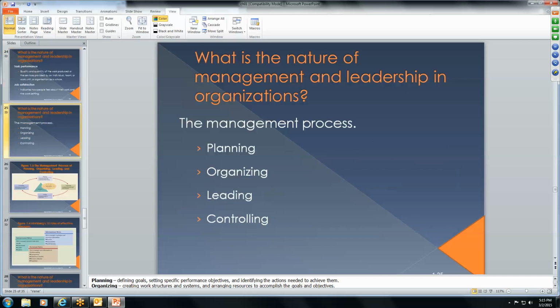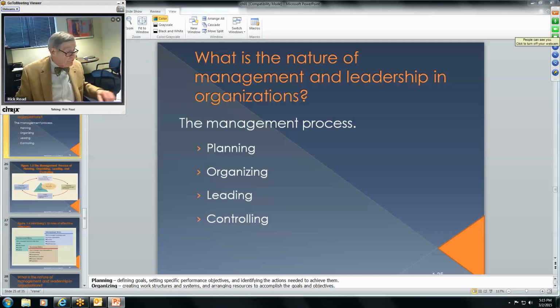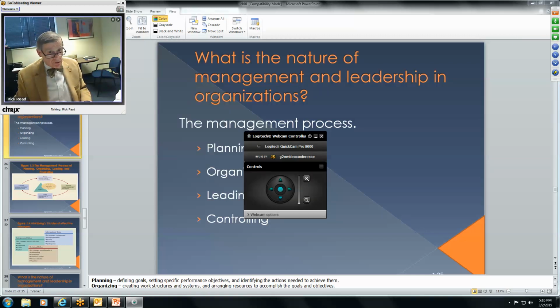Now, these are the four functions of management. You can see these graphically displayed in figure 1.3 on page 12. The four are planning, organizing, leading, and controlling. Often we think of controlling as controlling employees, and in some cases that's true. But controlling, as we want to talk about it here, is controlling processes and making sure that the processes we're using to produce goods or services are within tolerance. And when they're not within tolerance, then we take corrective action to change that.